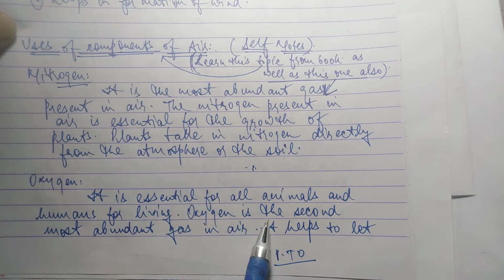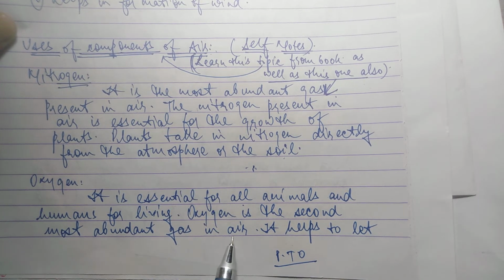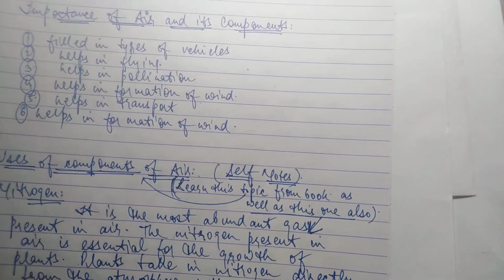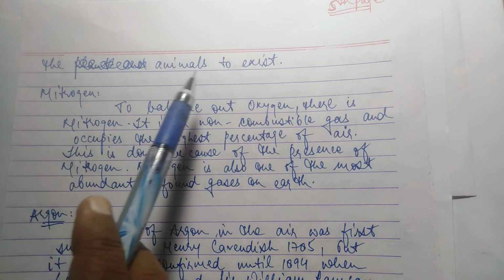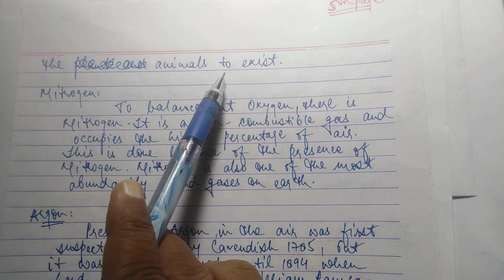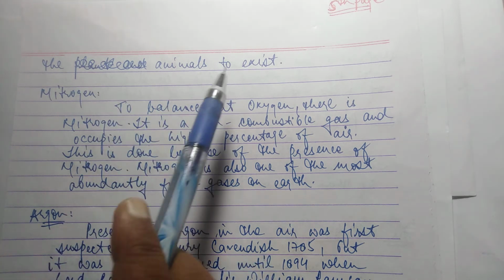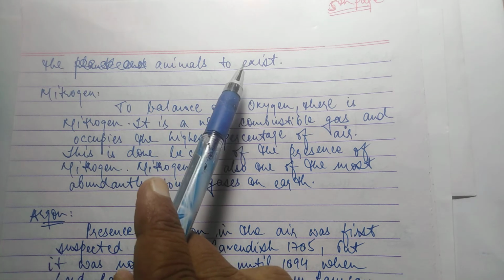Oxygen is also the second most abundant gas in the air. It helps animals to exist. Without this we will all die. तो एग्जिस्ट रहने के लिए हमें ऑक्सीजन ज़रूरी है.